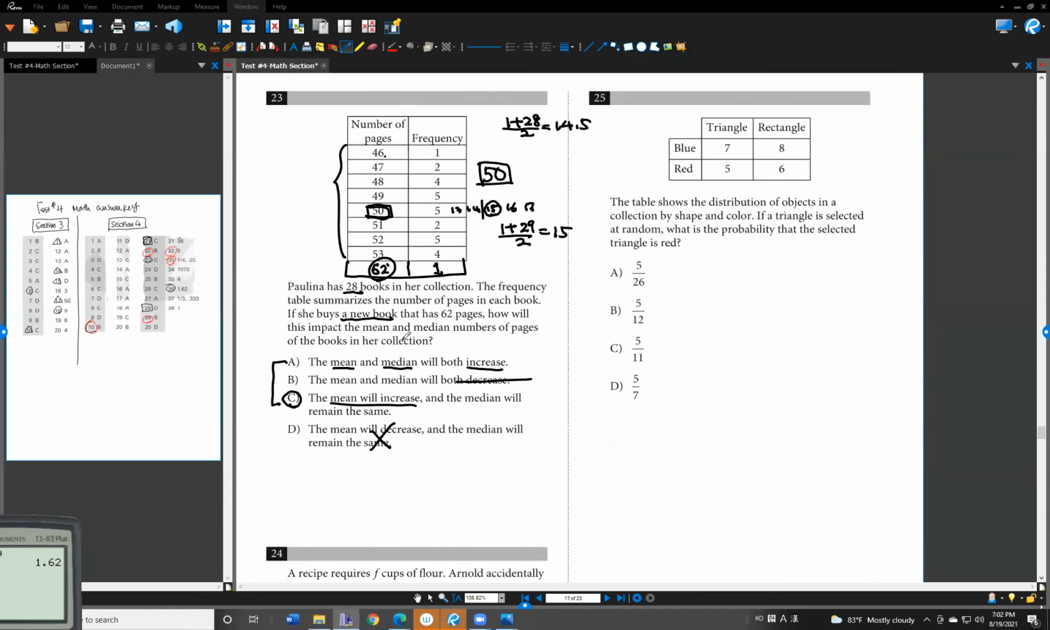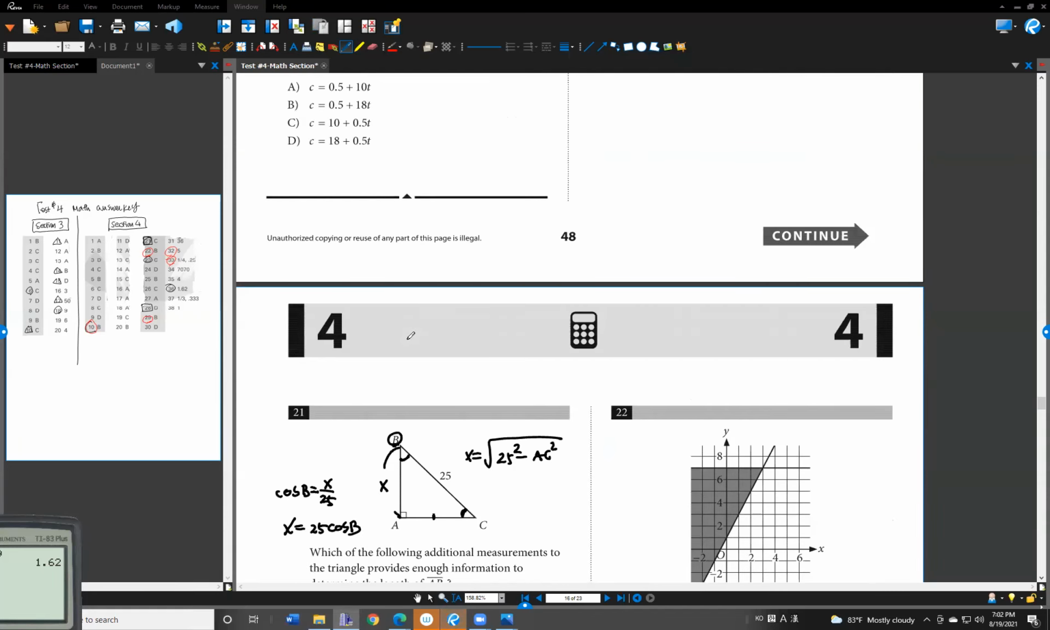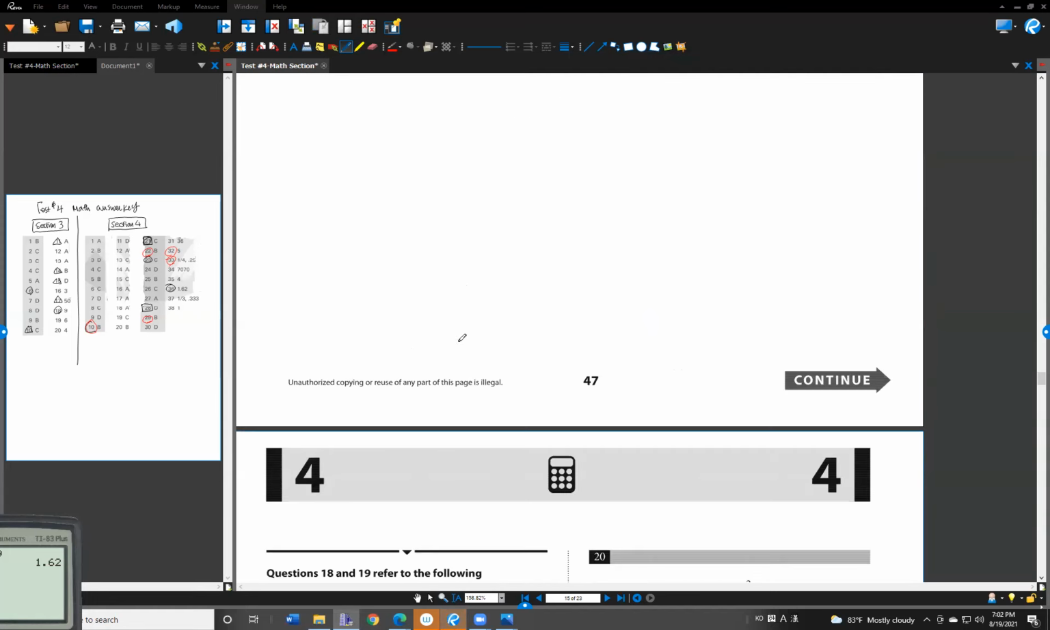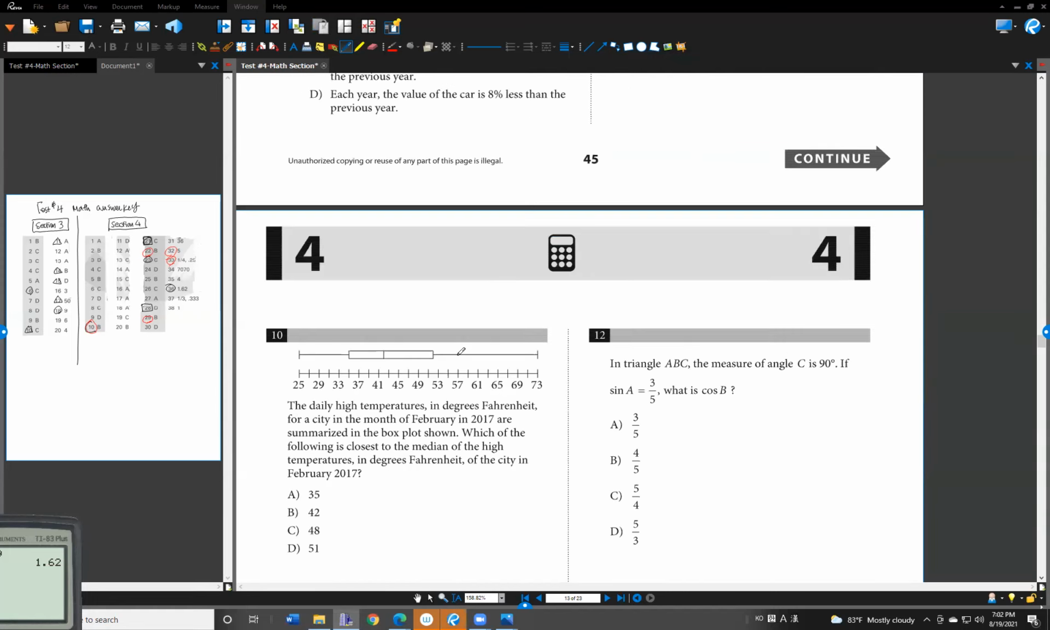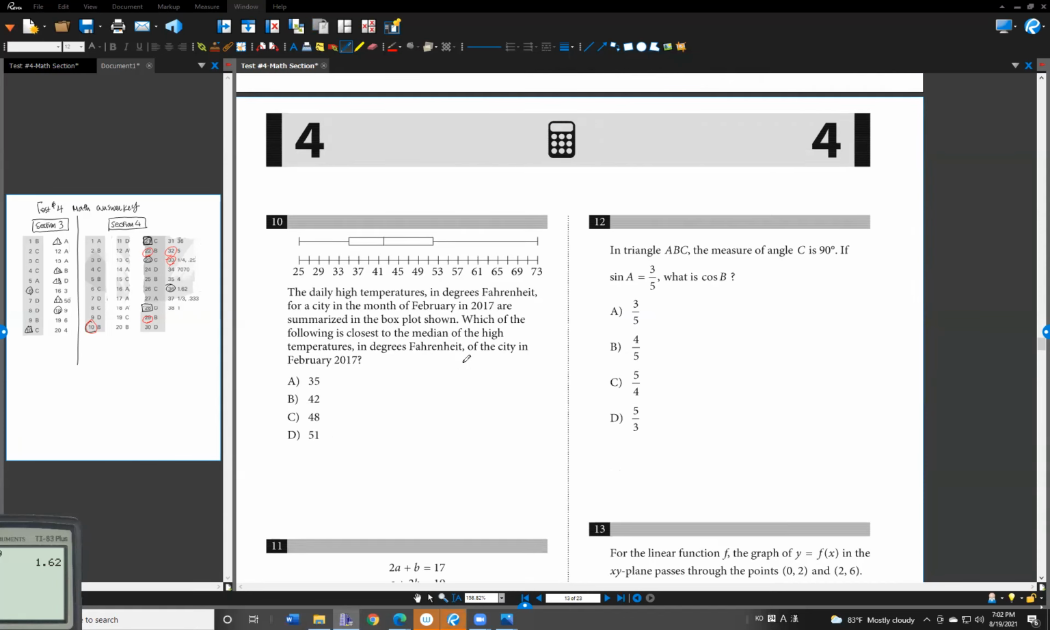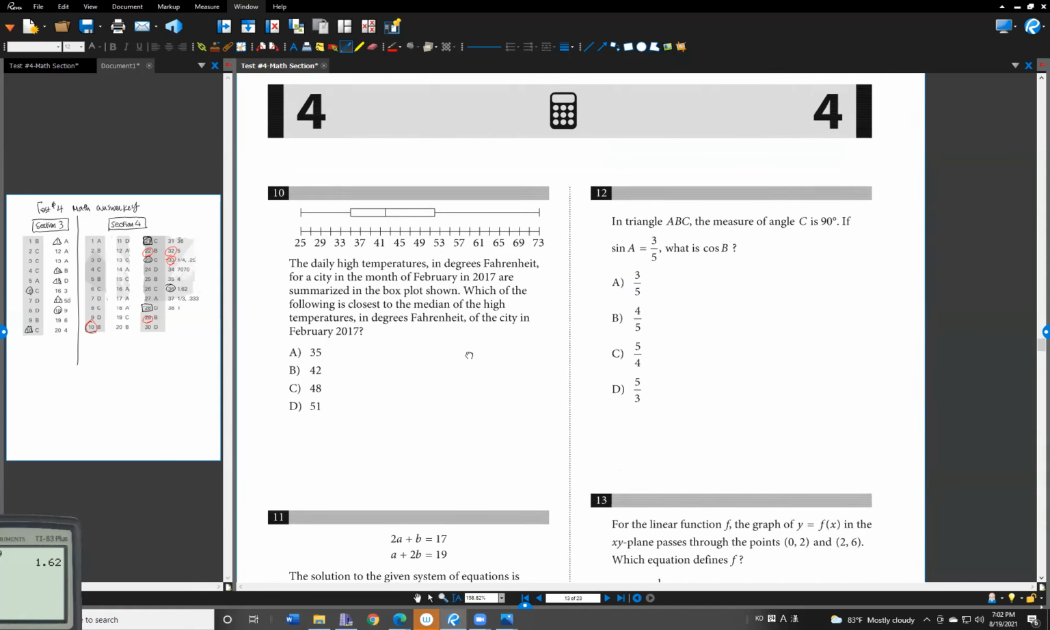Number 10. You know, SAT has very similar questions. Almost the same, isn't it? Very familiar, right? The daily high temperature in degrees Fahrenheit for a city in the month of February 2017 is summarized. That's the box plot. Which of the following is closest to the median?